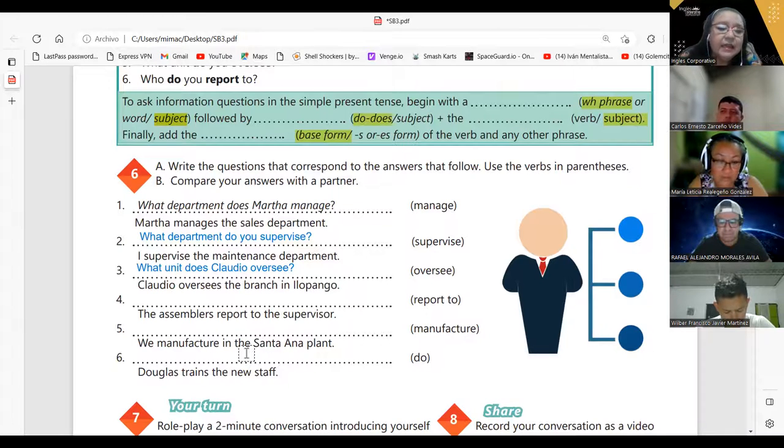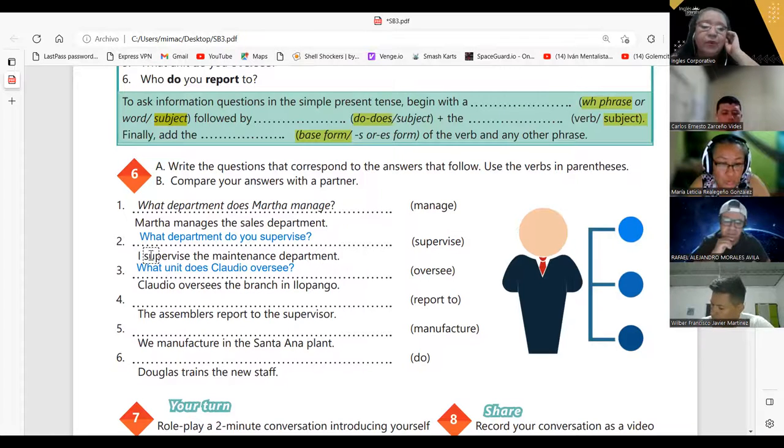Now let's see, number four: the assemblers report to the supervisor. Report to. Okay, remember that we use the word who to ask, excellent. Who is only for people. And here you have the example: Who do you report to? But in this case, the assemblers report to the supervisor.